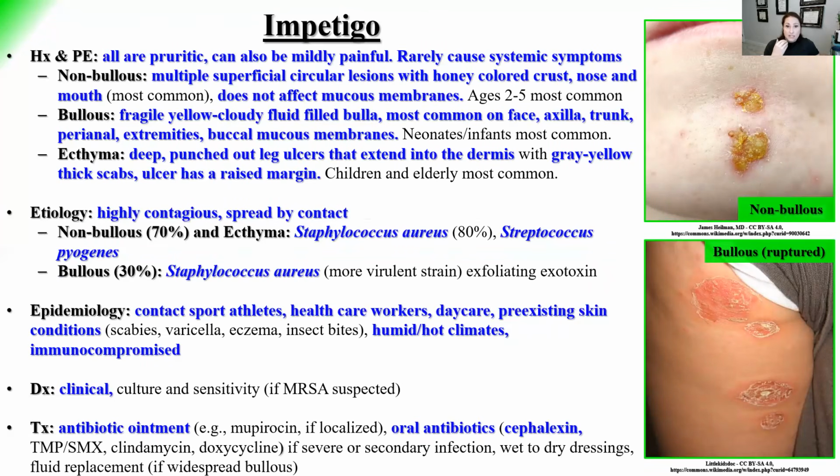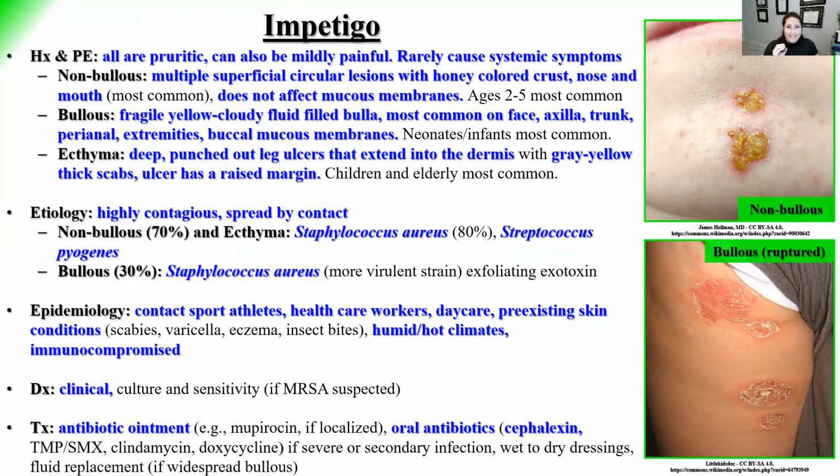Bullous is different because it does affect the mucosal membrane. So you get these very fragile bulla that have a yellow, kind of cloudy fluid on the inside. They're most common on the face, the axilla, the trunk, perianal region, and the extremities, but again, they can occur within the mouth, the buccal mucous membranes.